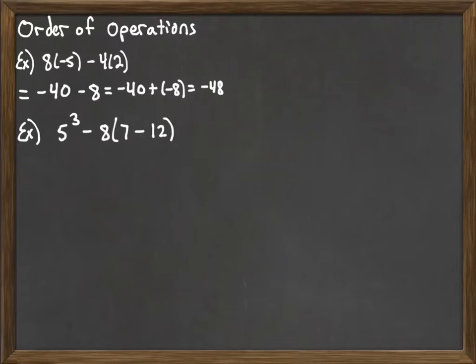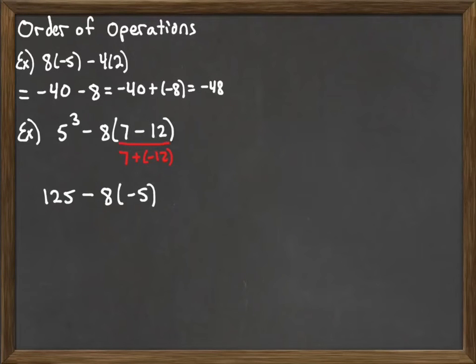In our next example, a little more complicated. We have 5 raised to the third power minus 8, and then inside we have 7 minus 12. So before I can do the 8 multiplied by the 8, I need to work out the 7 minus 12. So I rewrote 7 minus 12 as 7 plus a negative 12. Again, you may be able to do this without writing that step down, and that's fine. 7 plus a negative 12 is negative 5.